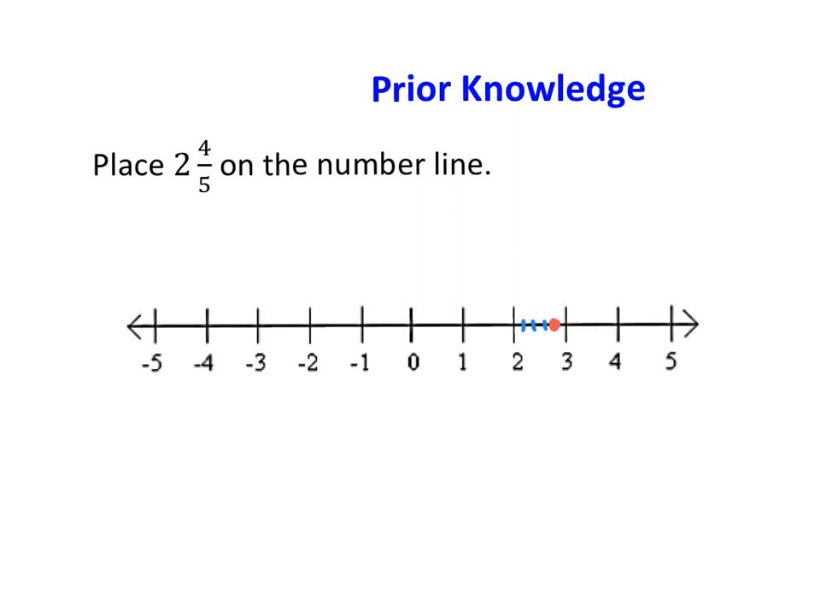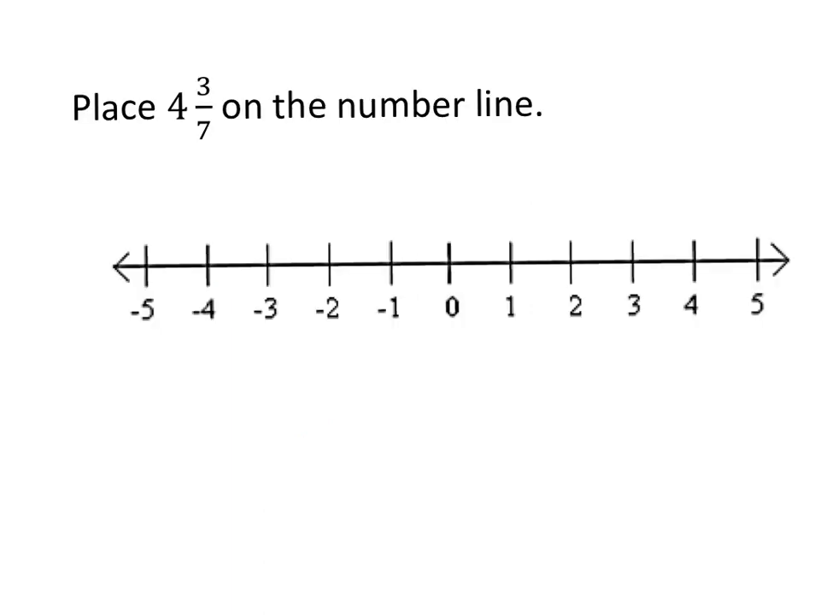If I wanted to write this as a decimal, I would need to either know that 4/5 equals 0.8, or divide 4 divided by 5 to get 0.8, so 2 and 4/5 equals 2.8. We could have used logic to approximate that it was closer to 3 than 2, but to get the exact value on our number line or as a decimal, we need to do a little bit more work. We can use the same logic with 4 and 3/7.